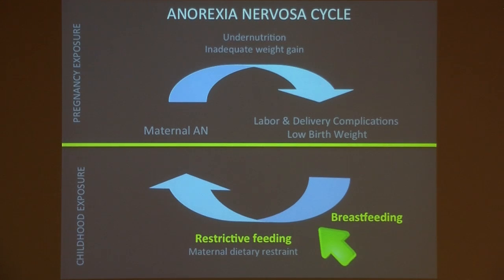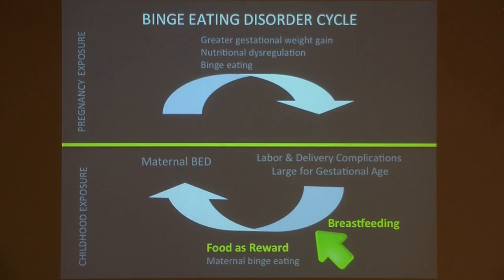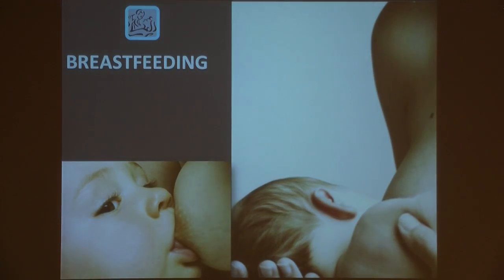So let's take it one step further. We're going to go down below the yellow line and start looking at some of the childhood exposures. And we'll start with breastfeeding. So we'll also go one step further and look at whether the moms are using food as reward for binge eating disorder. Starting with breastfeeding.